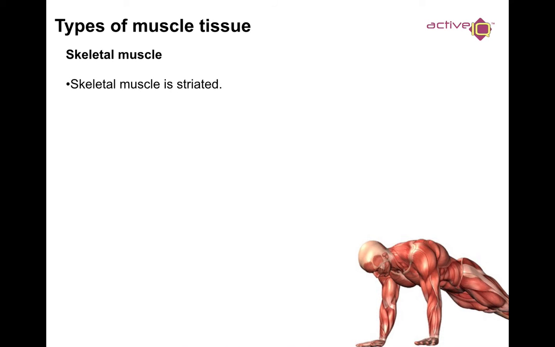Moving on to the skeletal muscle, again, which is obviously the most common muscle within the body and the muscle that people associate with building muscle. Skeletal muscle is striated. What that means is it's got a linear pattern on it. So it's got the appearance of having lines down the length of it, basically. So that's its appearance.